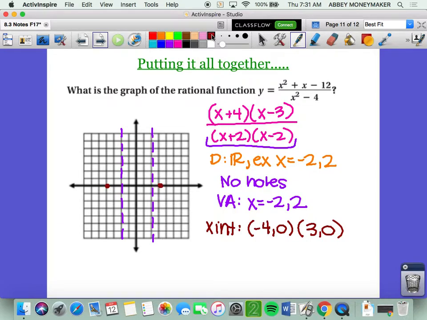Okay, and now let's find the y-intercept. Plug in 0 for x. This one's going to be a doozy. You got 4 times -3 over 2 times -2. That gives you -12 over -4. So that would be 0, 3.